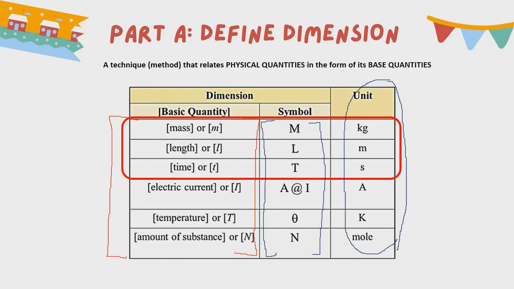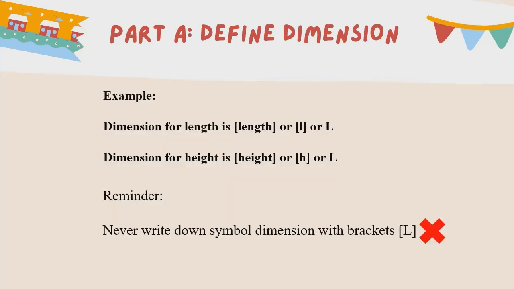Okay, for your syllabus, matriculation syllabus, you are going to use the first 3, M, L, and T. So capital M is for mass, capital L is for length, capital T is for time. Okay, example, if you want to write down dimension for physical quantity, you put square bracket to that physical quantity, or you can write down the symbol for that physical quantity, which is small l in this case, or you write down the symbol for dimension. Take note that when you are writing down symbol of dimension, you do not put the square bracket.